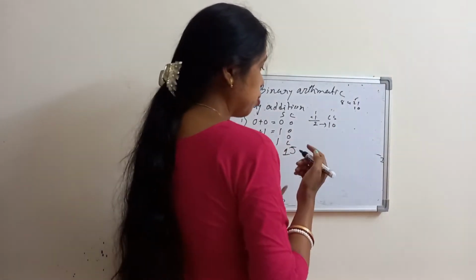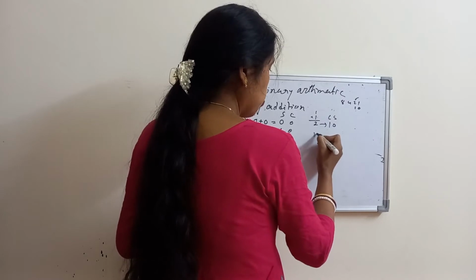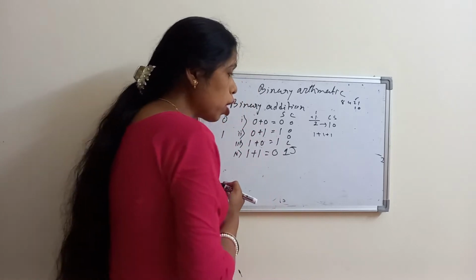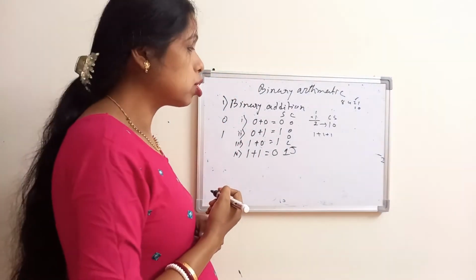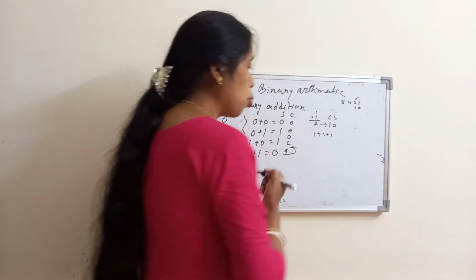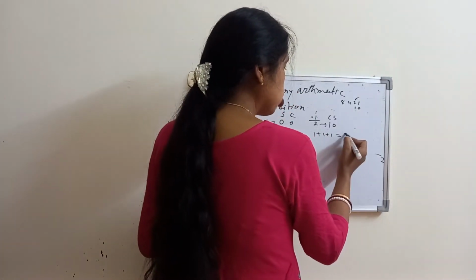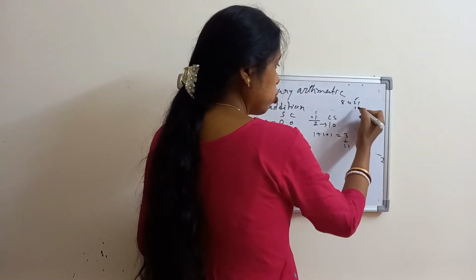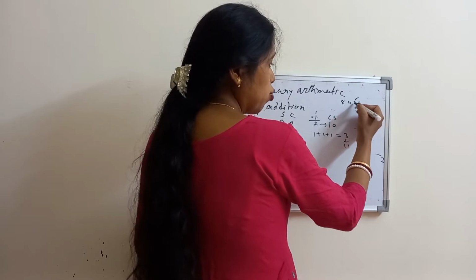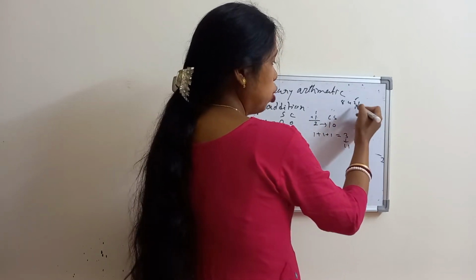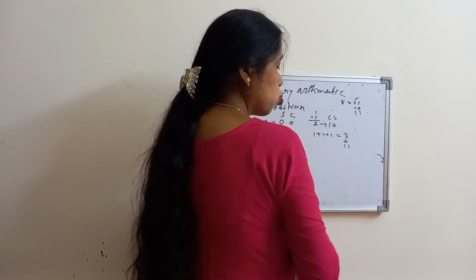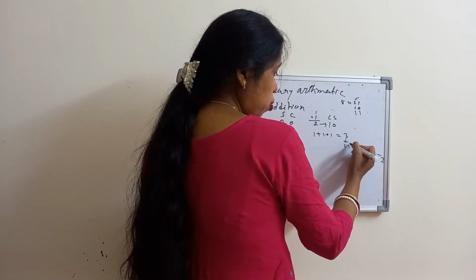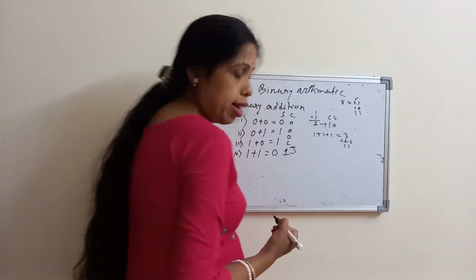Suppose we have 1 plus 1 plus 1. In binary addition, if we add 1 three times, normally in decimal this will be 3. Now if you convert 3 into binary, it is 1 1. From here you can see, if you take 2 and 1, you get 3, so below the 2 you put 1, below the 1 you put 1. So 3 is equivalent to 1 1. This one is your sum and this one is your carry.